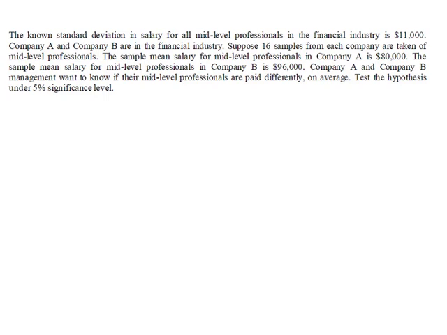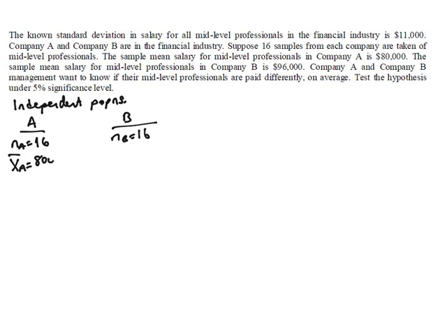Before that, let's try to understand whether these populations are dependent or independent. Since they are two different companies, we can say that they are independent populations, which are company A and company B. Let me write here: both have 16 samples, so n_A is 16 and n_B is 16, and the mean for company A is X bar A, which is 80,000.